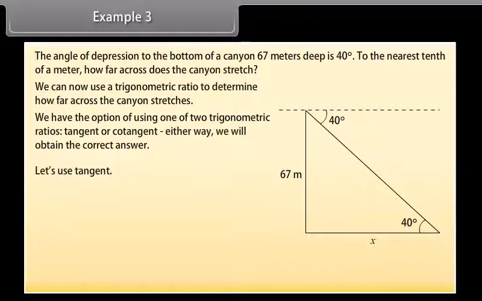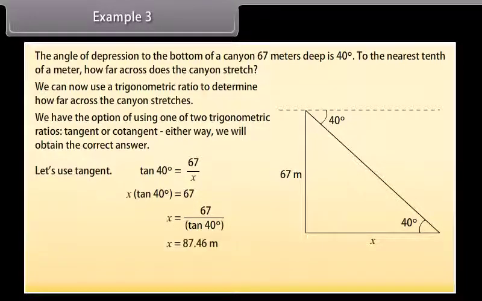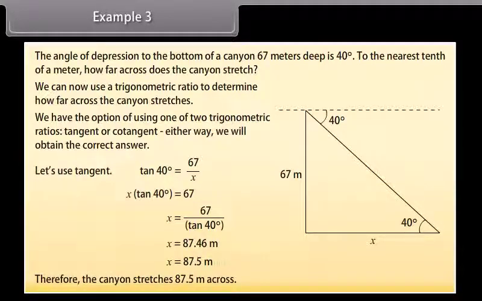Let's use tangent. Tan 40 degree is equal to 67 upon x. x into tan 40 degree is equal to 67. x is equal to 67 upon tan 40 degree. x is equal to 87.46 meter. x is equal to 87.5 meter. Therefore, the canyon stretches 87.5 meter across.